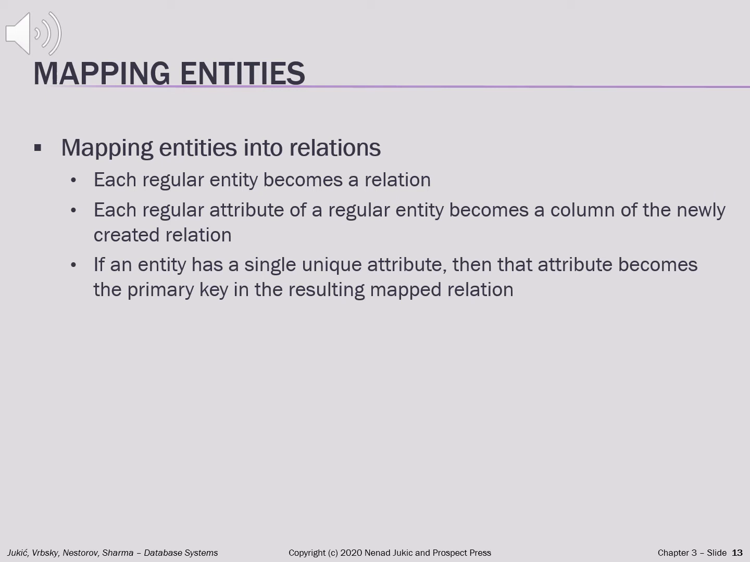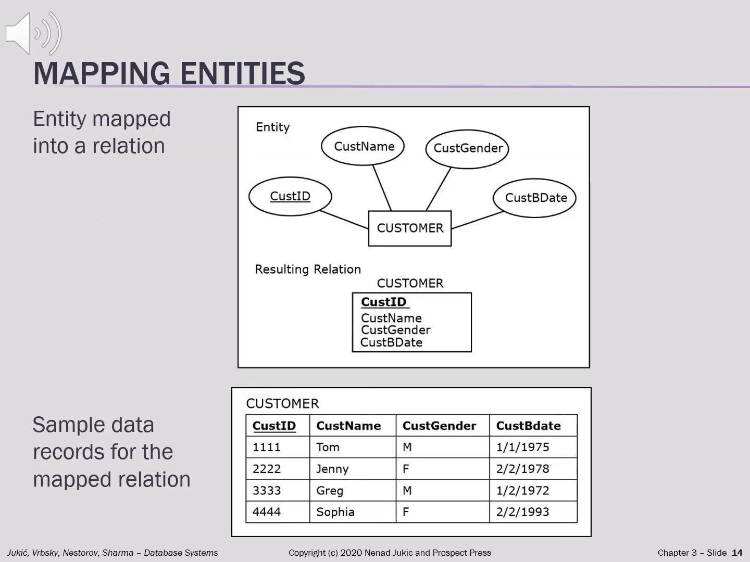Each regular entity becomes a relation, and each regular attribute of a regular entity becomes a column of the newly created relation. If an entity has a single unique attribute, then that attribute becomes the primary key in the resulting mapped relation. In the top part of this slide, we see how an entity with 4 attributes is mapped as a relational table with 4 columns. A unique attribute was mapped as a primary key. In the bottom part of the slide, we see the mapped relational table populated with sample data.